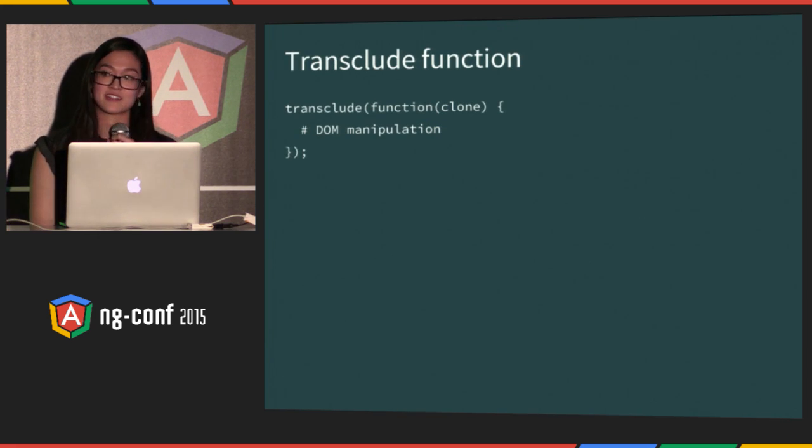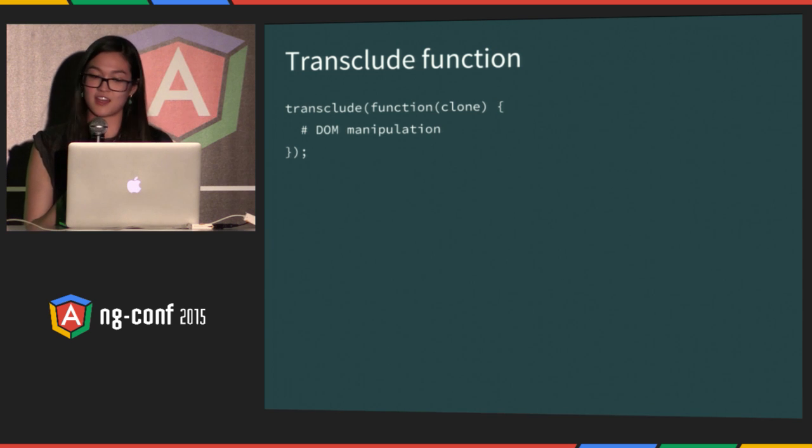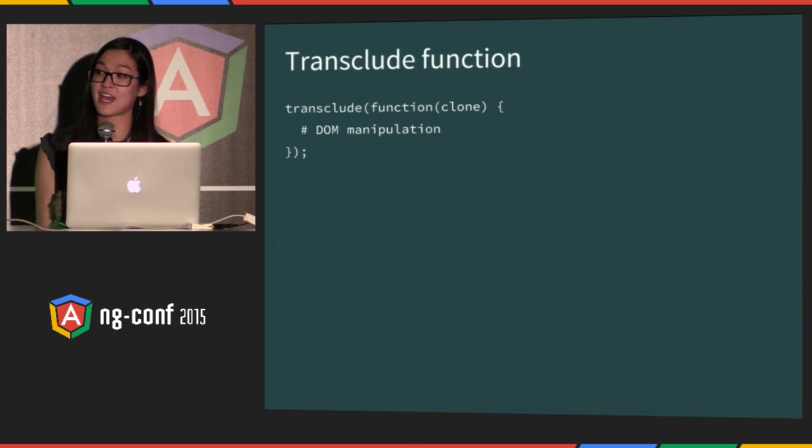So we've been assuming access to a clone variable that represents the user's content. So how do we even get that? Well, the answer is something called the transclude function. The transclude function is a special linking function that becomes available as soon as you set transclude to true. It takes a callback function that has access to that clone, and you can do any DOM manipulation or processing you need in that context.